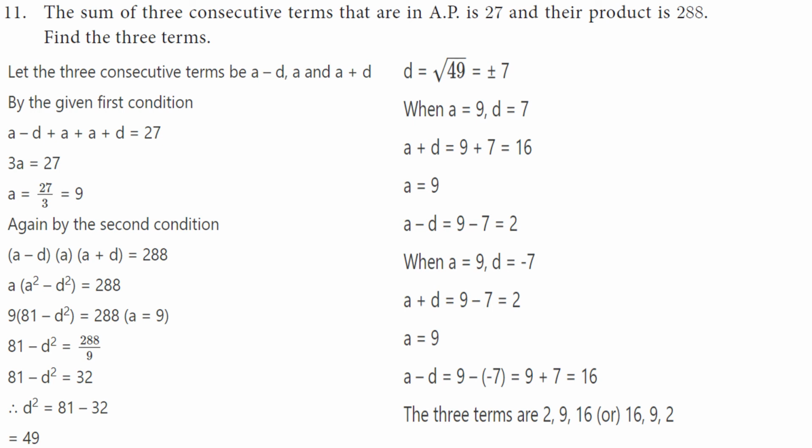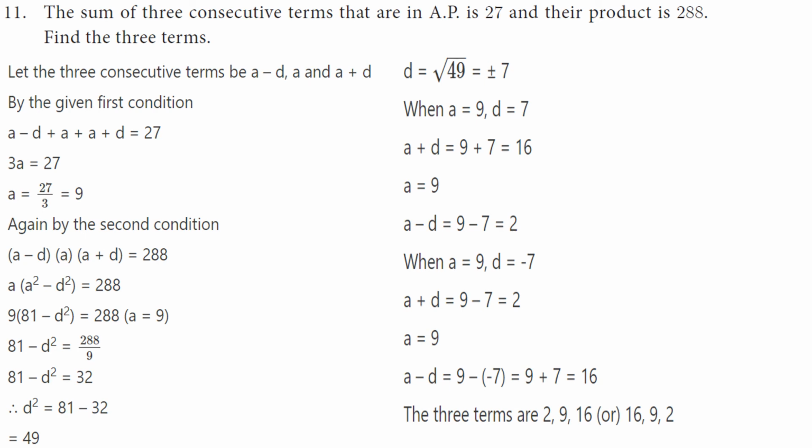Next, product: a minus d into a plus d equal to 288. a minus d into a plus d is the formula a squared minus d squared. Therefore, a into a squared minus d squared equal to 288. Substitute the value for a, 9 into 81 minus d squared equal to 288. Left hand side 9 will come to the right hand side, it will divide: 288 by 9 equal to 32.